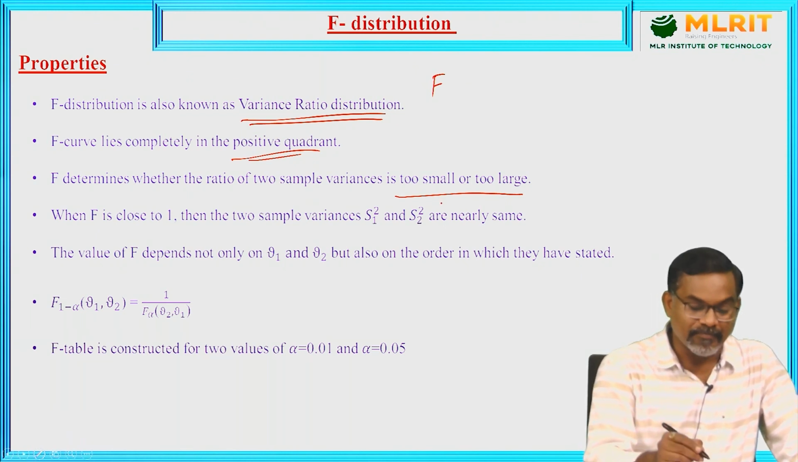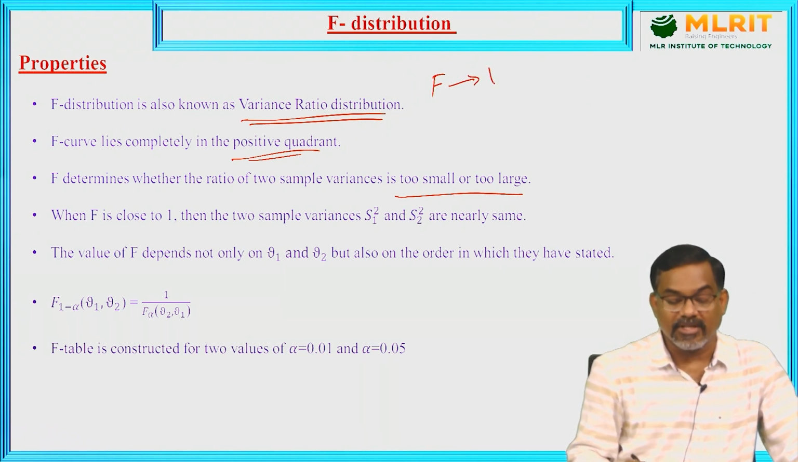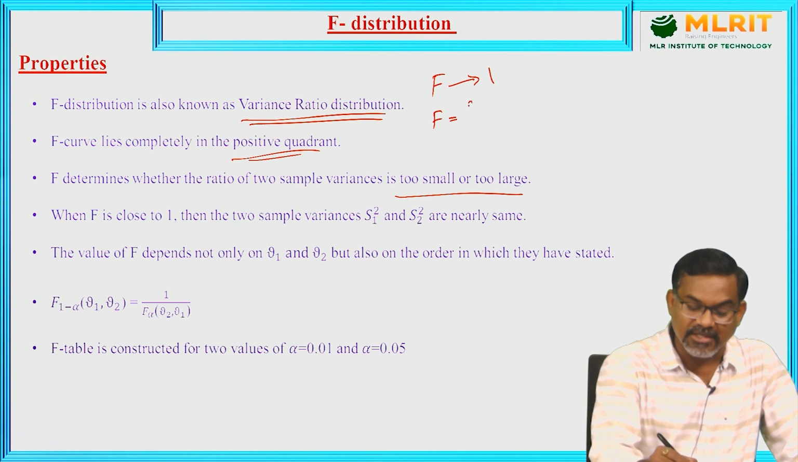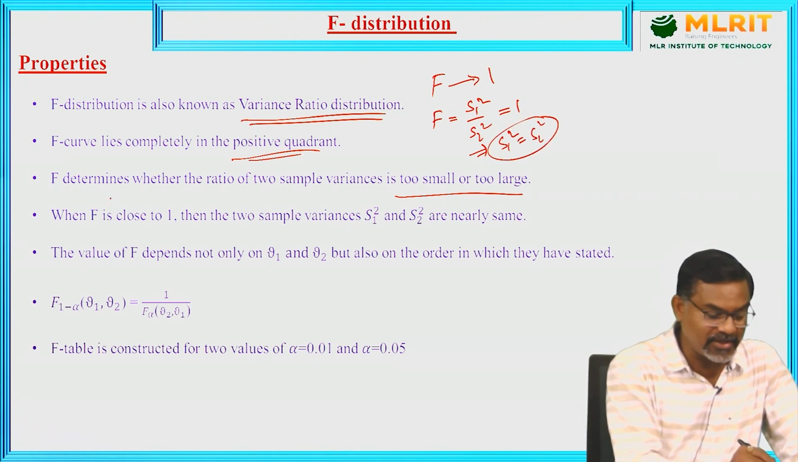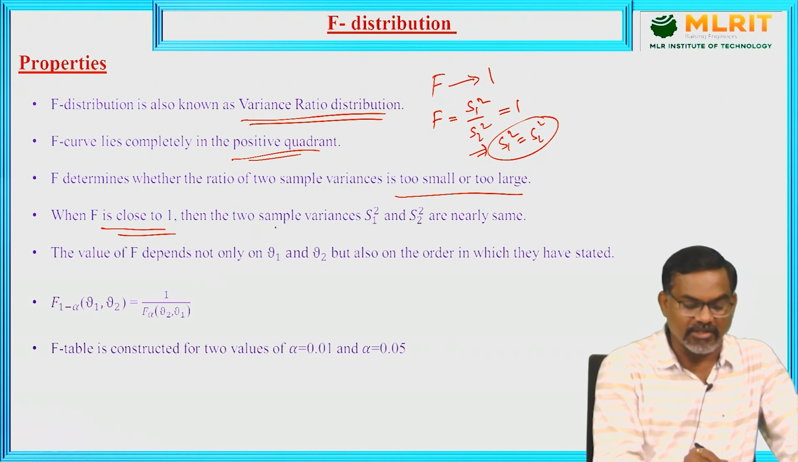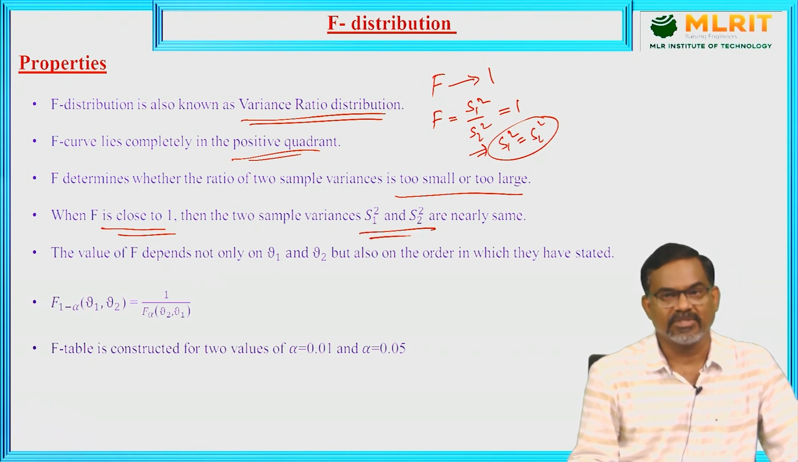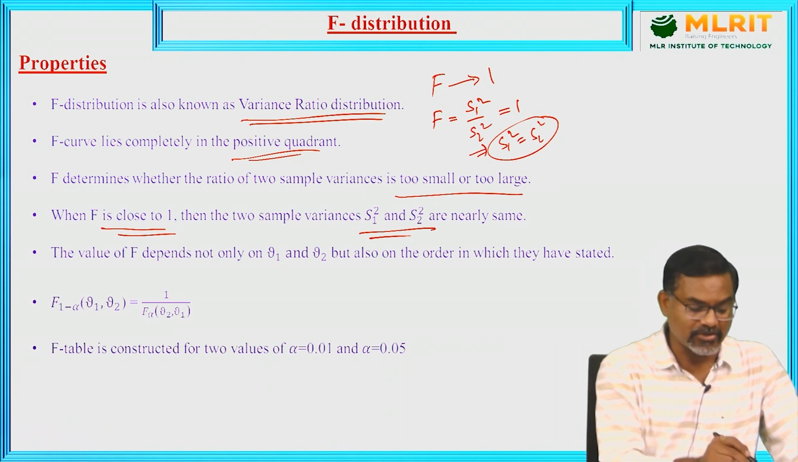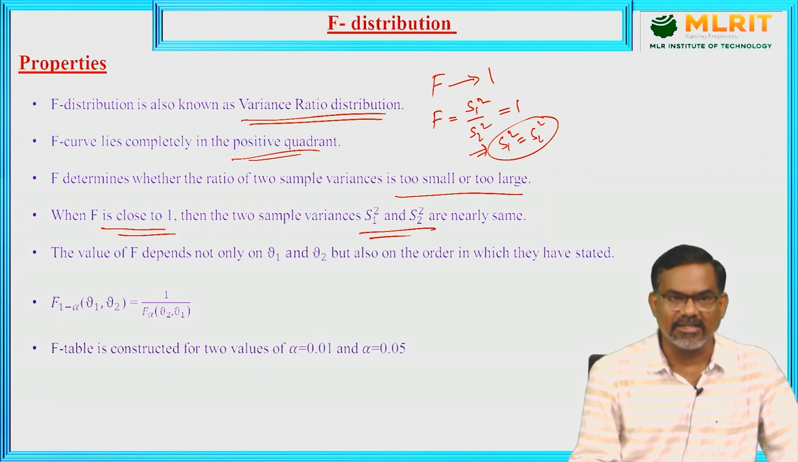For example, if F is closer to 1, what is the formula? F is s1 square by s2 square, which is almost equal to 1, that implies s1 square equals s2 square. So, if F is close to 1, then the two sample variances are nearly the same value. If F is close to 1, the two sample variances s1 square and s2 square are nearly the same.